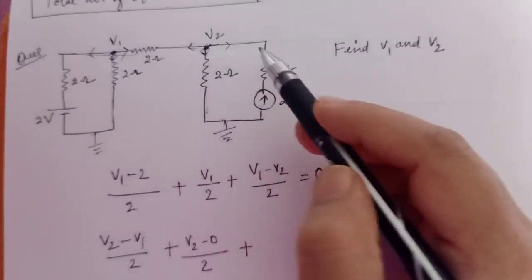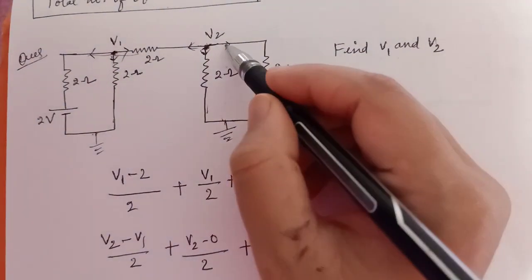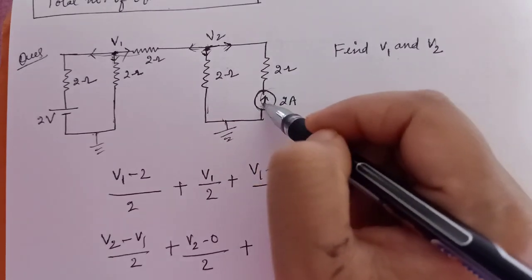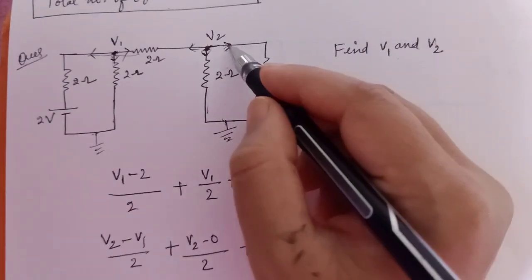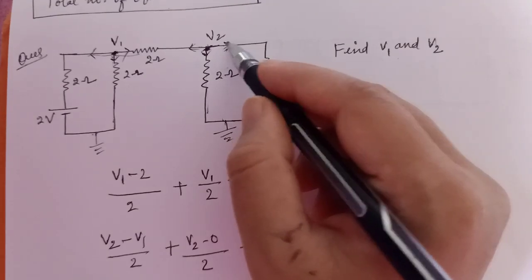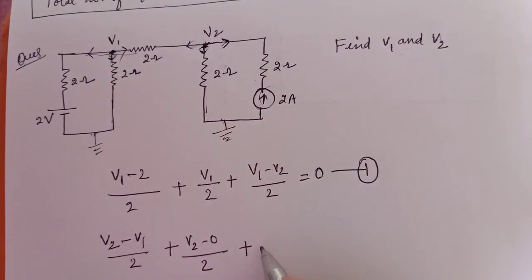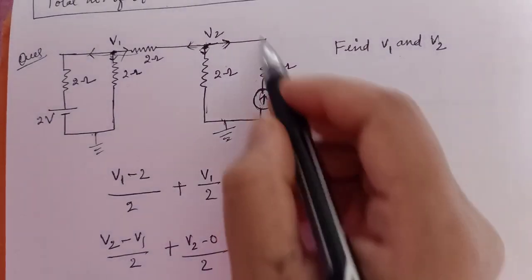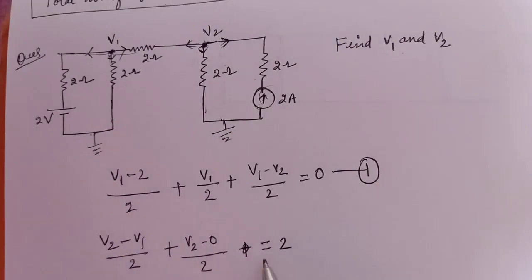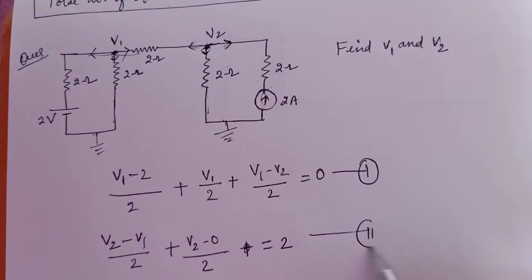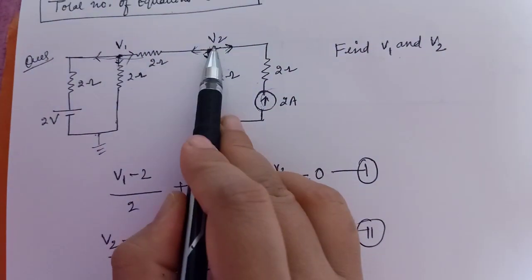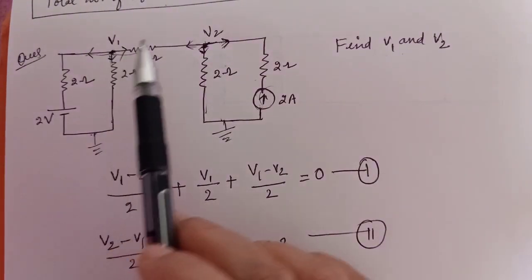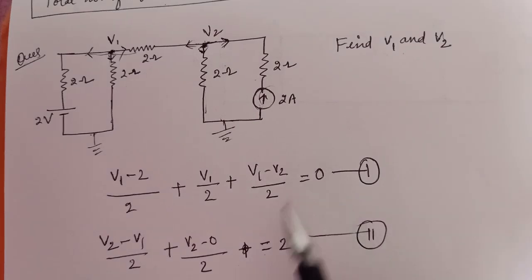So total outgoing current equal to incoming current, or if you have assumed like this, but this is a current source and the direction of the current source is like this, meaning whatever you have assumed, that is the negative, opposite direction. So here also you can write minus 2, or equal to 2 also you can write, because total incoming current should be equal to total outgoing current. Clear? So two nodes, two equations, solve these equations and get the values of V1 and V2. So two equations, two unknowns.